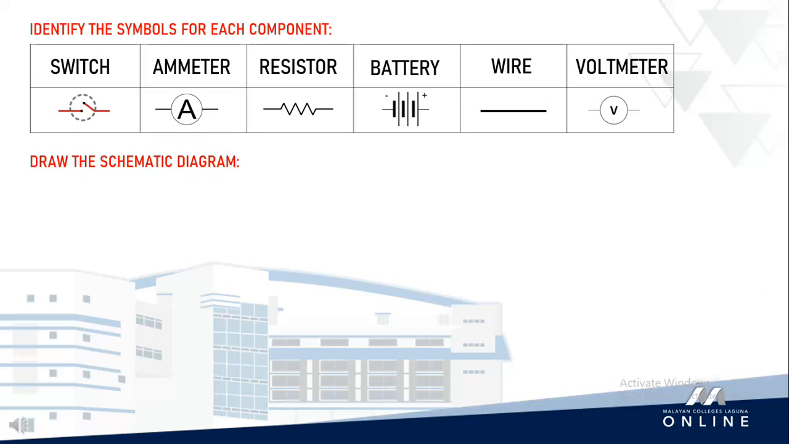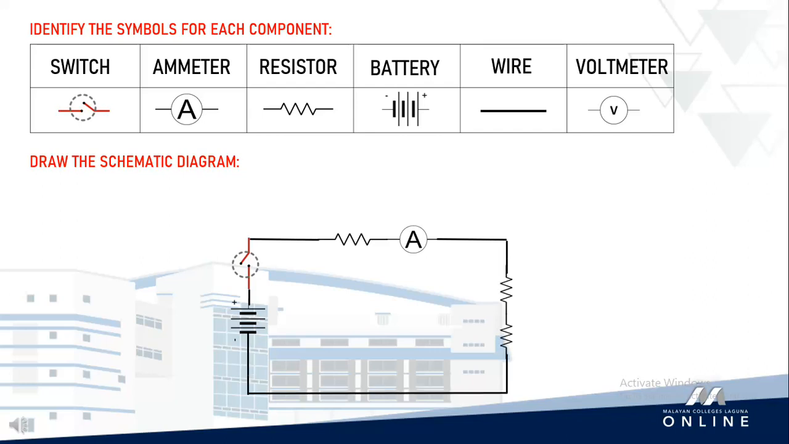We will draw first the connection A. Starting from the battery, we will connect a switch in its positive terminal. We always start in the positive terminal because that is the direction of the current. After a switch, we will be connecting a resistor, then an ammeter, and another 2 resistors. Now, we have completed the connection A.